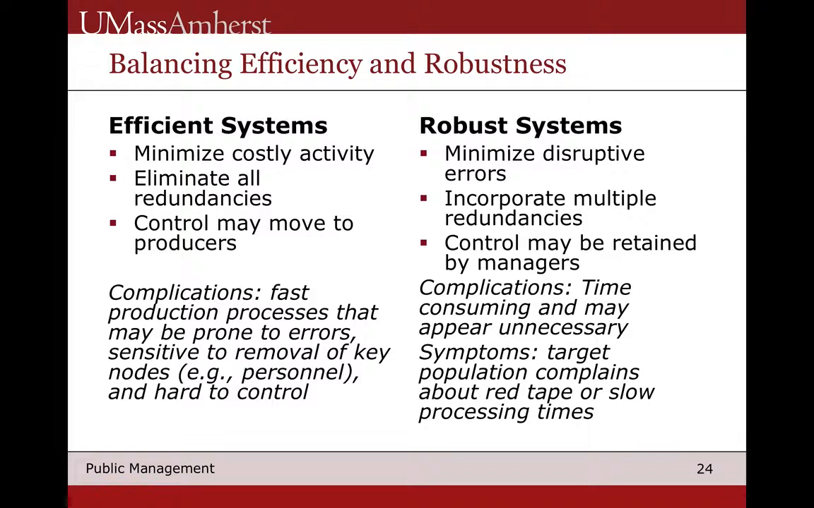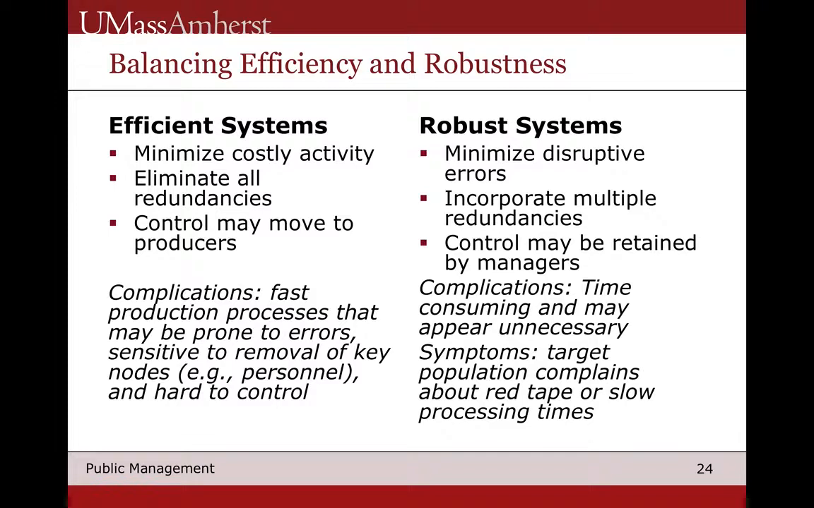So an efficient system is one that minimizes costly activity. What you want to do is, for example, eliminate redundant steps, eliminate any steps that are duplicated, or eliminate people that are duplicated. And in general, with an efficient system, part of the idea is that control over the system typically can move down somewhat to the producers, the people who are on the front lines, because they're often going to be the ones who are the most efficient at doing activities.